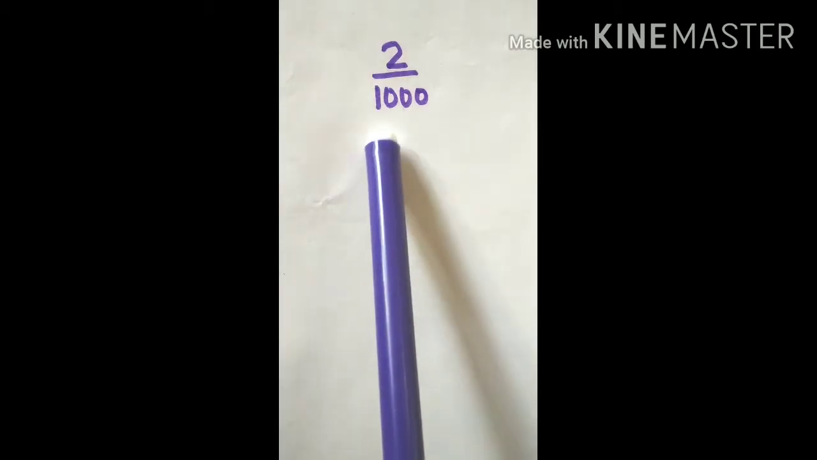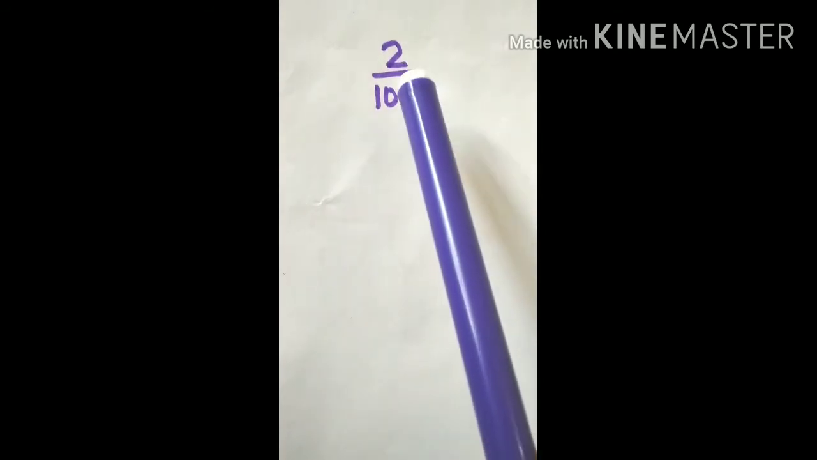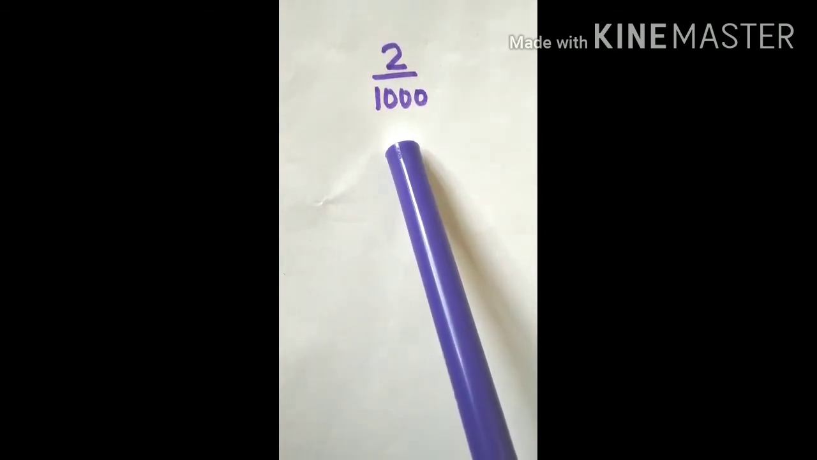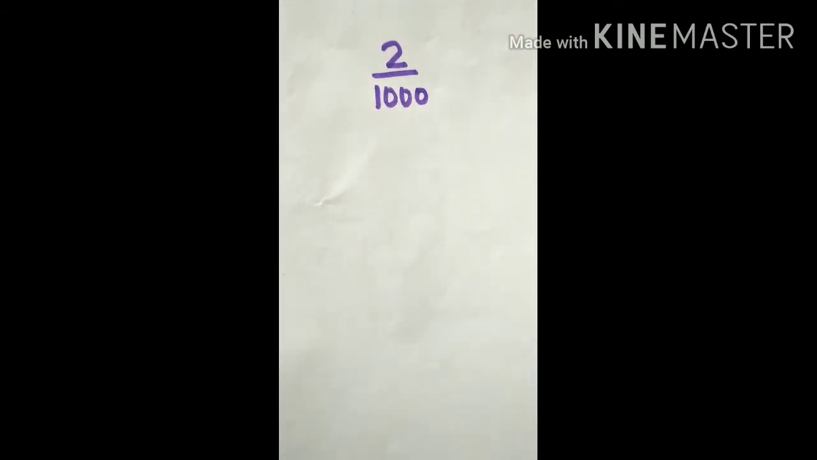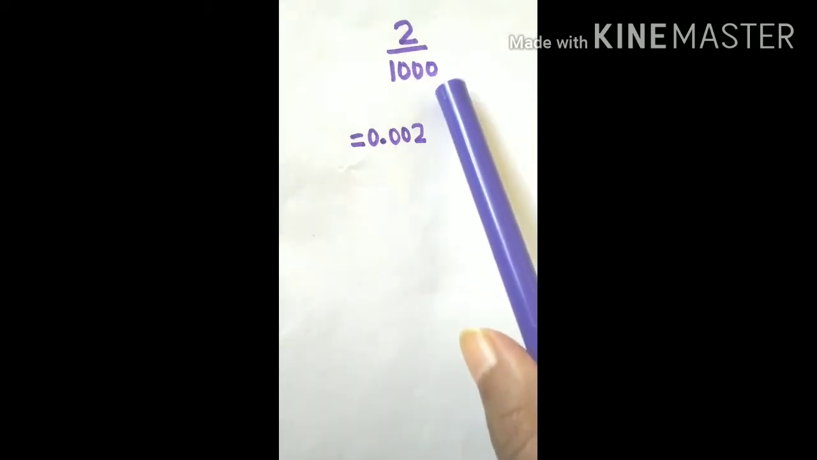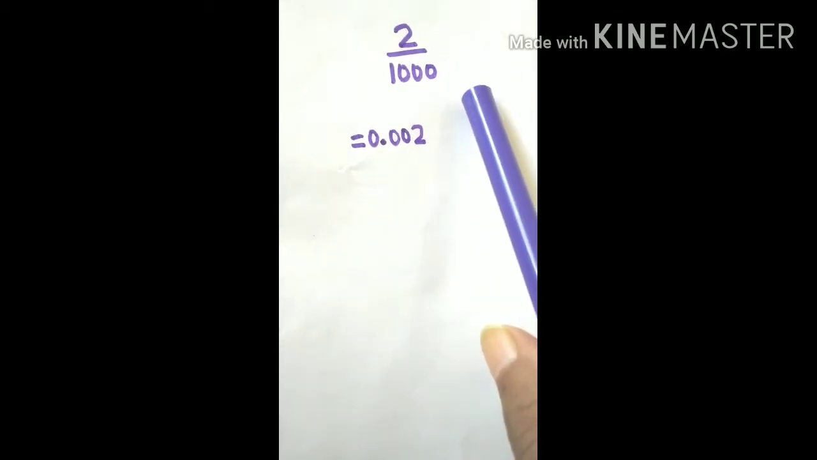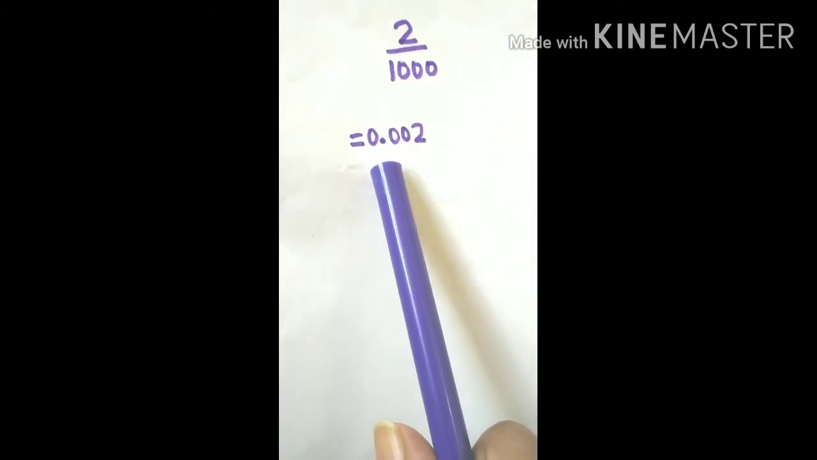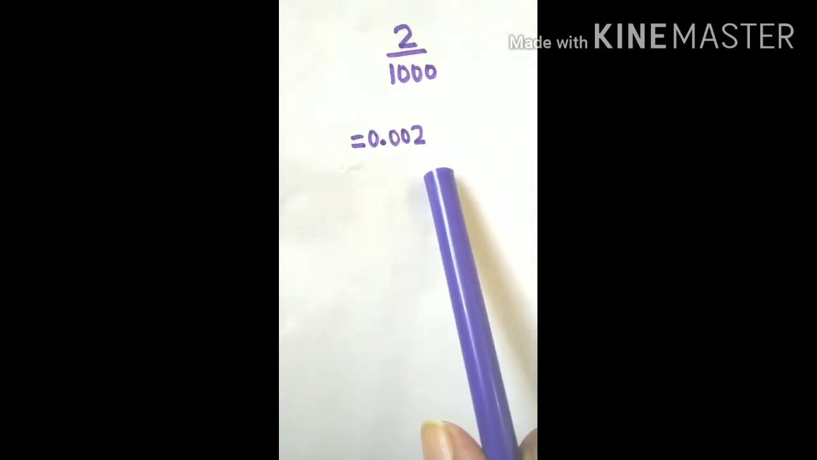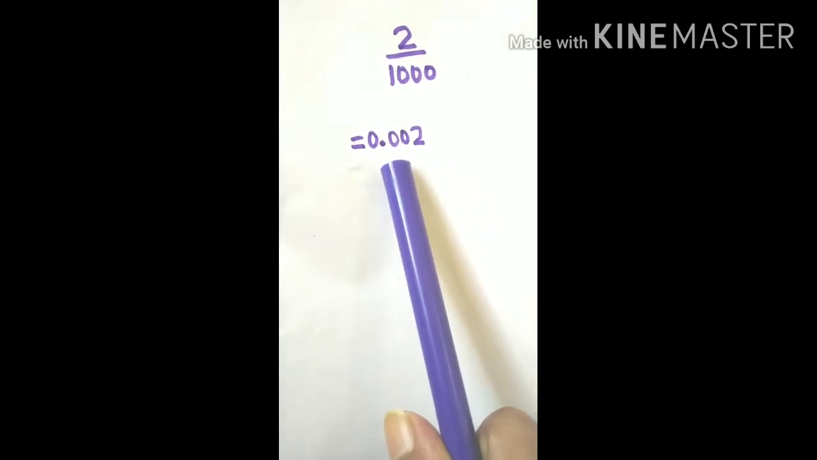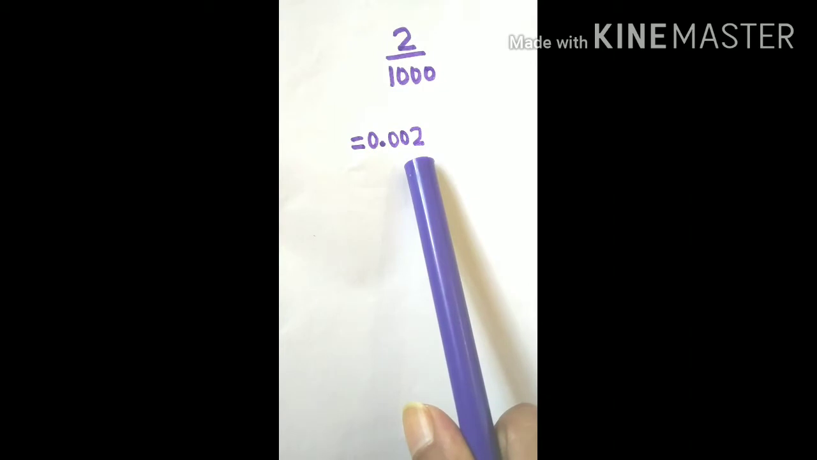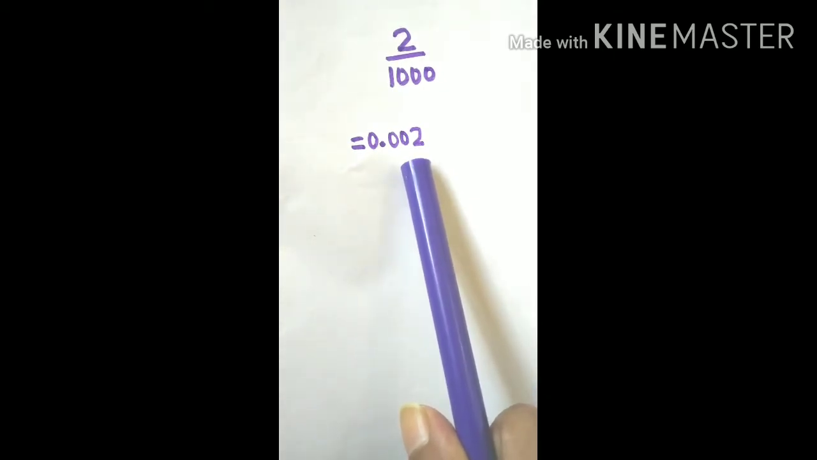Now students, look at this question, 2 by 1000. Suppose we are asked to express 2 by 1000 as a decimal. Students, the decimal form of 2 by 1000, or 2 thousandths, is 0.002.